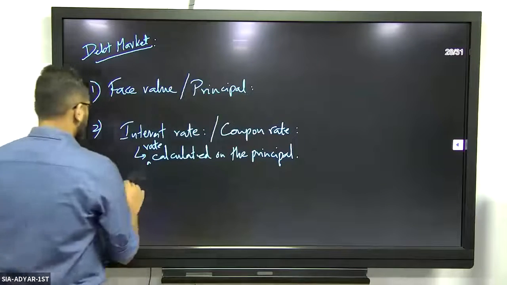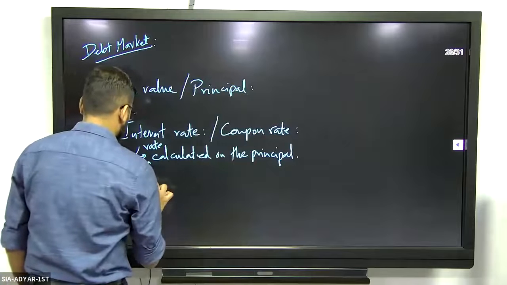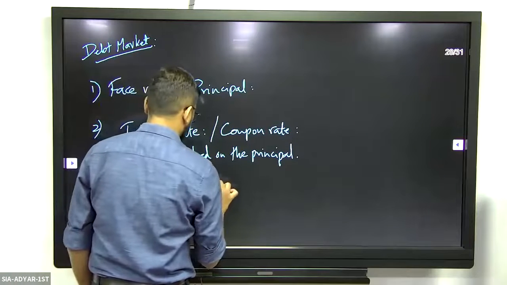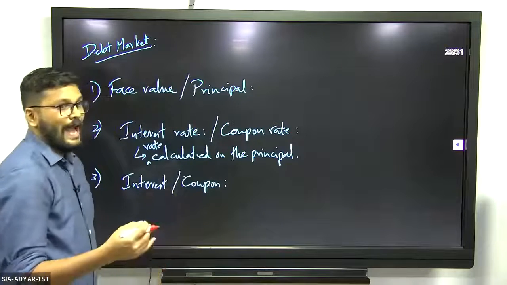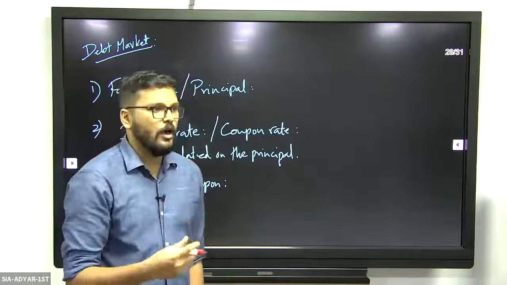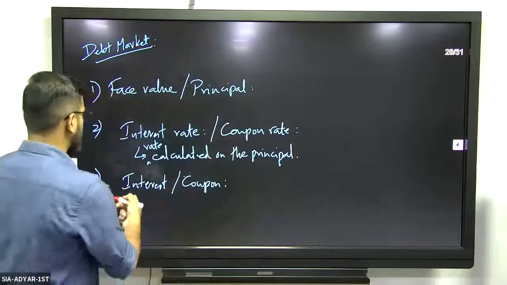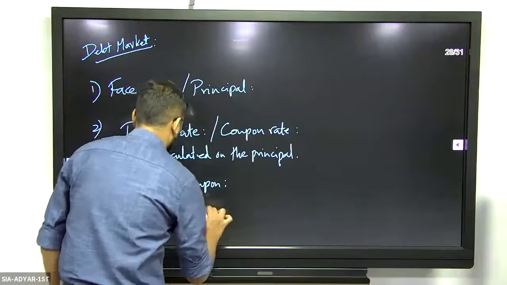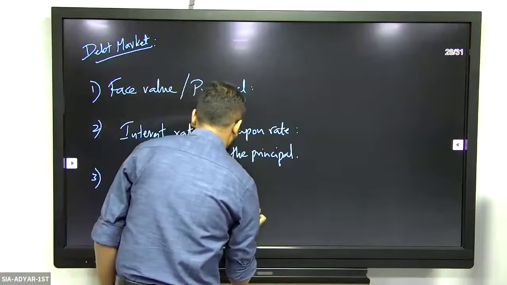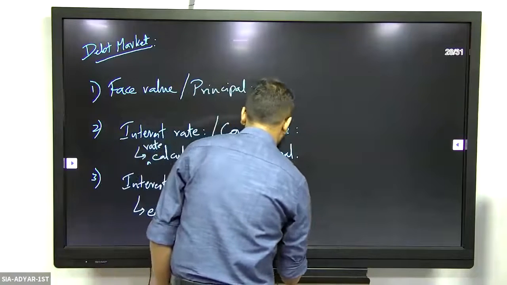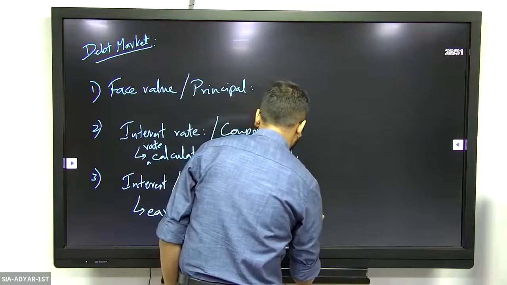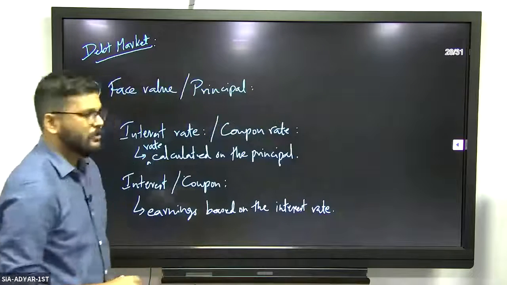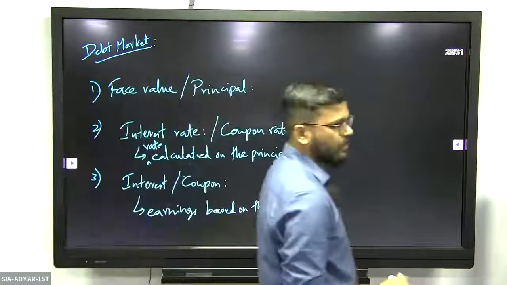Then you have something called interest or coupon. The actual amount which you earn as per that interest rate or coupon rate is called the interest. Earnings based on the interest rate, that is what is called interest or coupon.